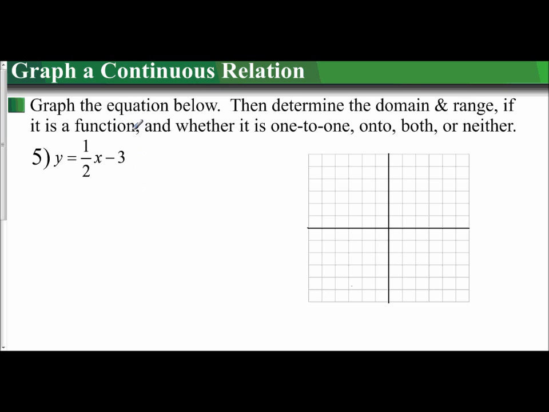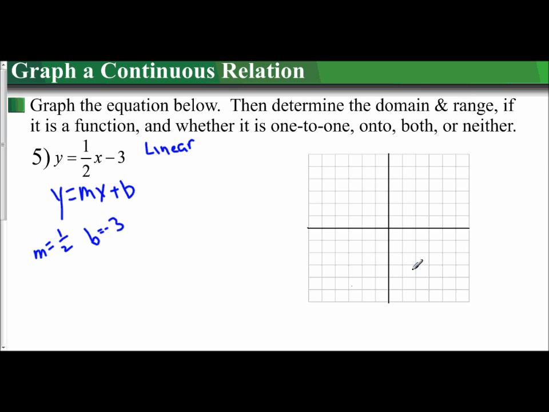This is a linear relationship. And the reason why we say it's a linear relationship is it follows our idea of slope-intercept form. Y equals 1/2 x minus 3 follows y equals mx plus b. So here our slope is 1/2 and our y-intercept is -3.